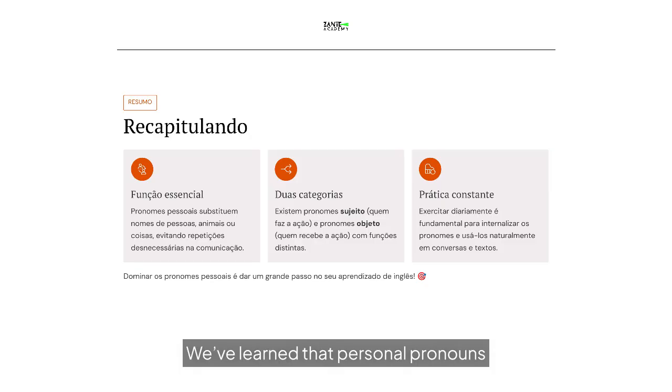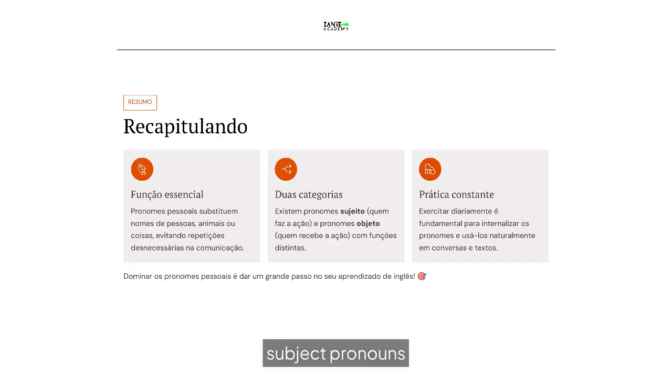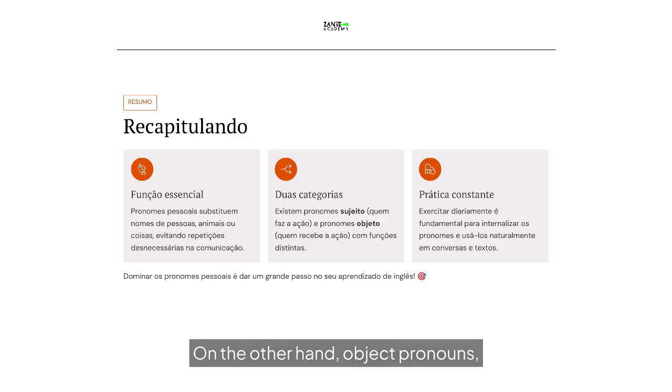We've learned that personal pronouns fall into two main categories: subject pronouns and object pronouns. Subject pronouns, like I, you, and he, indicate who is performing the action. For instance, in the sentence, I read a book, I is the subject doing the reading. On the other hand, object pronouns such as me, you, and him show who is receiving the action. For example, in she gave me a gift, me is receiving the gift.